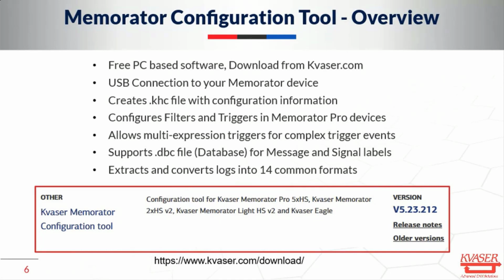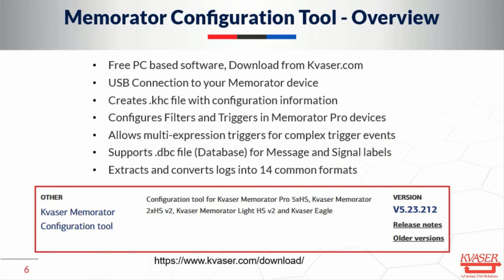It uses USB. It provides, of course, the USB connection to the Memorator device. Creates a .khc file with the configuration information. That's the file on the PC. Configures filters and triggers in the Memorator Pro device. Those are the main things that you're configuring, the filters and the triggers to be applied to the CAN data that you're logging. Allows multiple expressions for triggers and very complex trigger events.